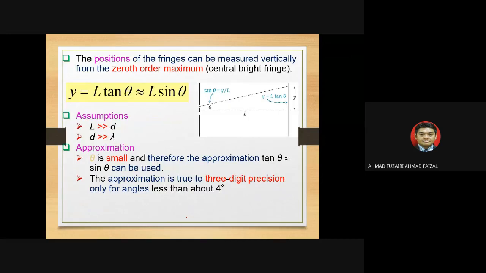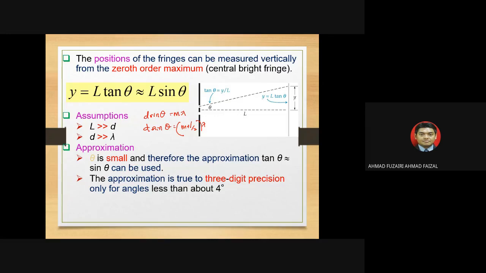Right, and these are the positions of the fringes that can be measured vertically from the 0 order maximum. Okay, so instead of using the path difference, which is d sine theta equals to m lambda, or d sine theta equals to m plus half lambda, right? Now you will have another equation to help you to be used inside the interference double slit experiment. So the position of the fringes can be measured vertically.